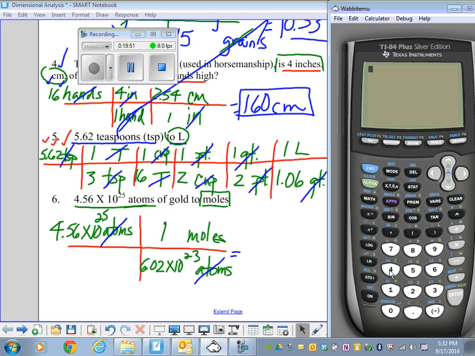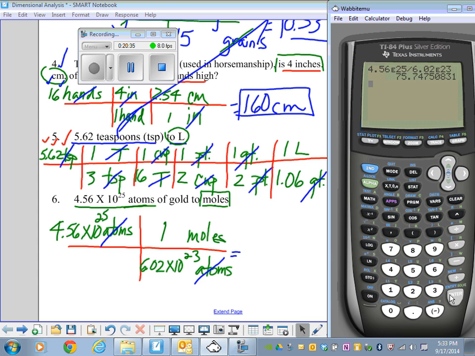I'll do this using the scientific calculator, and the exponents. Remembering, of course, those of you with a 4 function calculator, you will simply subtract the exponents. So 4.56, and we hit second EE, and then the exponent of 25, divided by 6.02, second EE and 23.